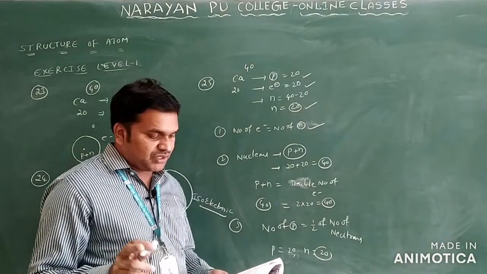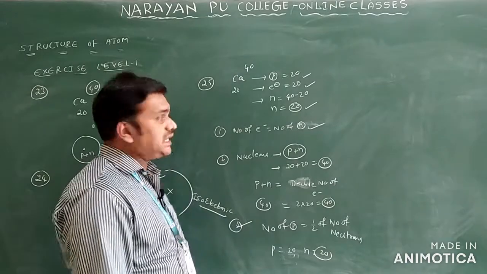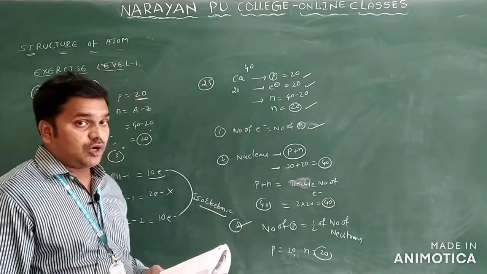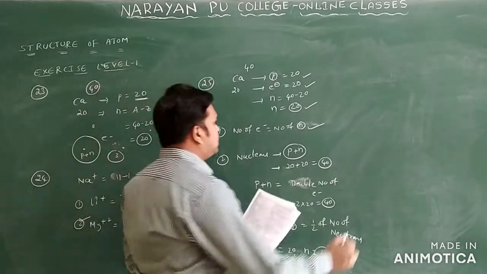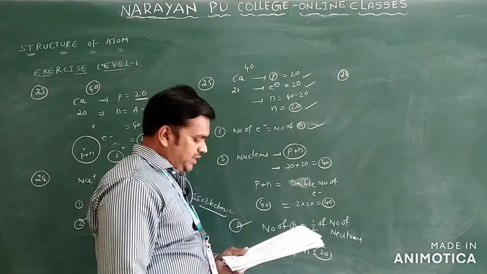So what is your answer here? They are asking which of the following is not correct. Which is not correct? Option 3 is not correct for this question only. So what answer will you take? You will take option 3 for this question number 25. Now we can see the question number 26.